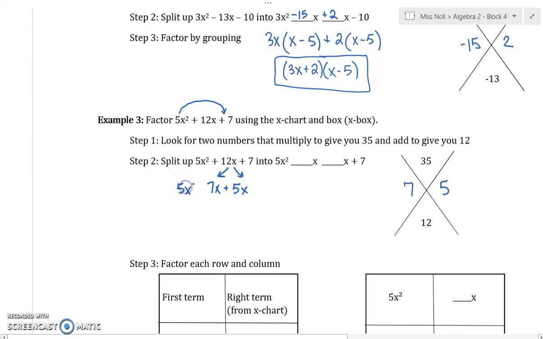So then here I have the 5x squared, so that stays the same. And then plus 7 stays the same as well. So the only thing we did was just break up 12x into 7x plus 5x. And then we just factor this by grouping.